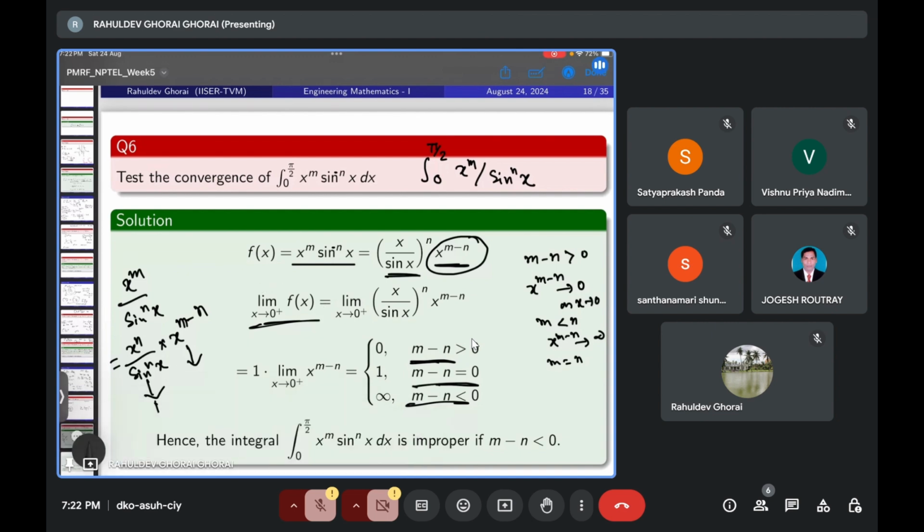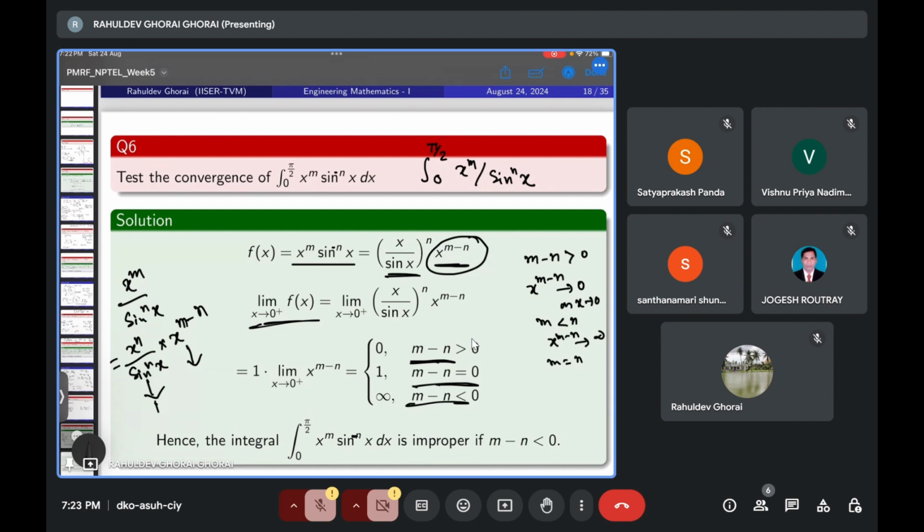So the limit of the function as x tends to 0 will be 0, 1 or infinity depending on the m and n values. So what you can say is that the integral from 0 to pi by 2 of x to the power m sine to the power minus nx dx is improper when m minus n is less than 0. Otherwise, it is a proper integral, and when it is a proper integral, you don't need to find it. You will always have a value. Yes.